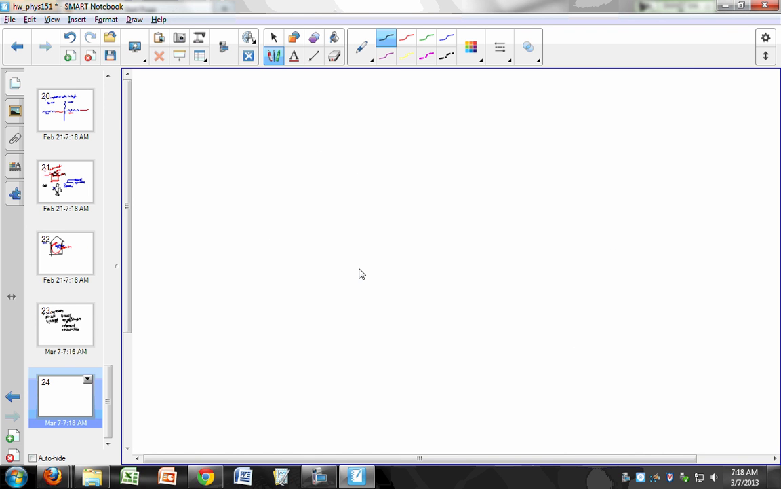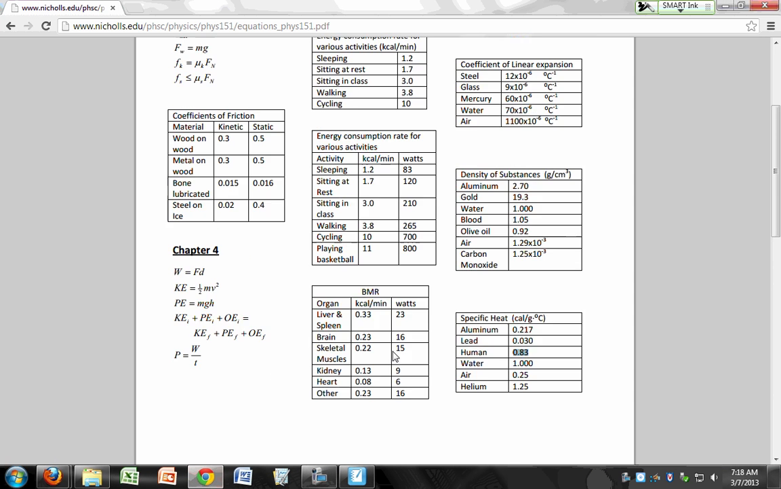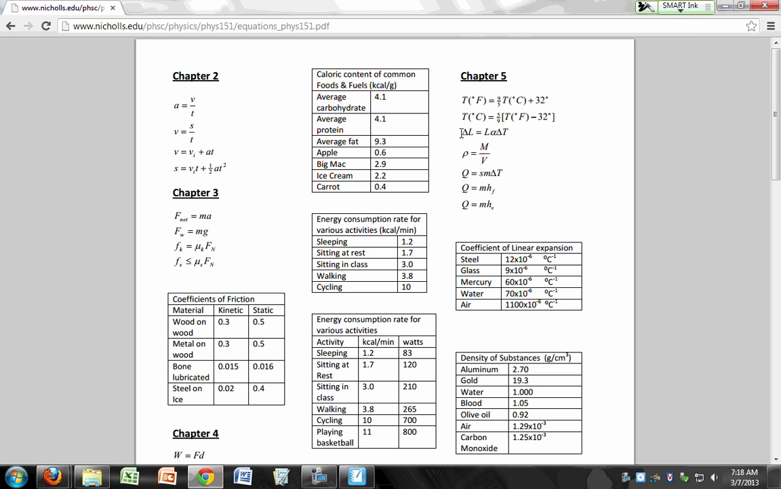Now, question number 3. I want to know what Fahrenheit temperature corresponds to absolute zero. So what in degrees Fahrenheit corresponds to 0 Kelvin? Let's go to our equation sheet. We can find our conversions between the different scales.